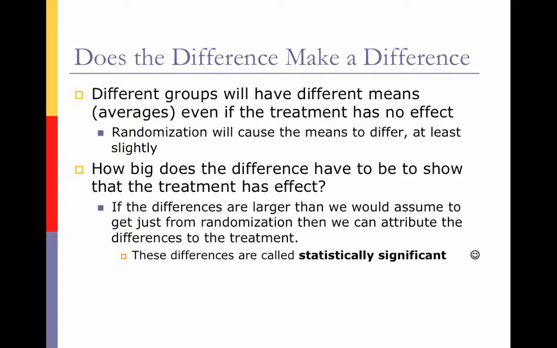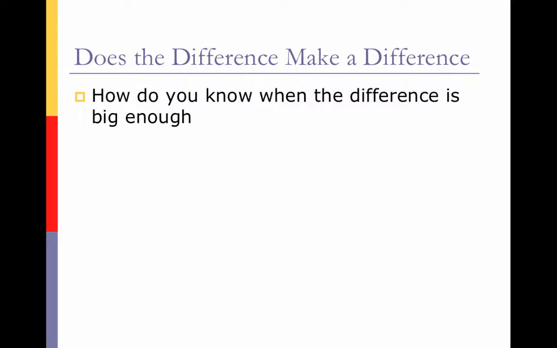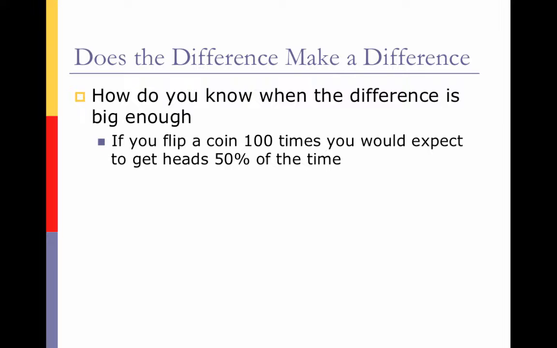These differences are said to be statistically significant. Now, we will learn later on in this course how to actually determine if something is statistically significant, but for now, we can just look at it and say that the difference was bigger than maybe what was expected, and as a result, that means the treatment works. So how do you know when the difference is big enough? Again, it just has to be more than what you expect.